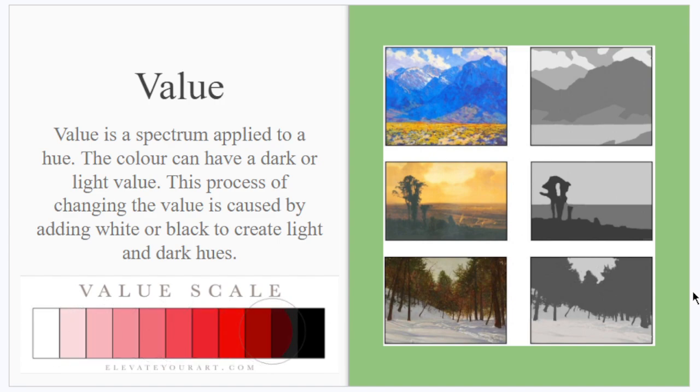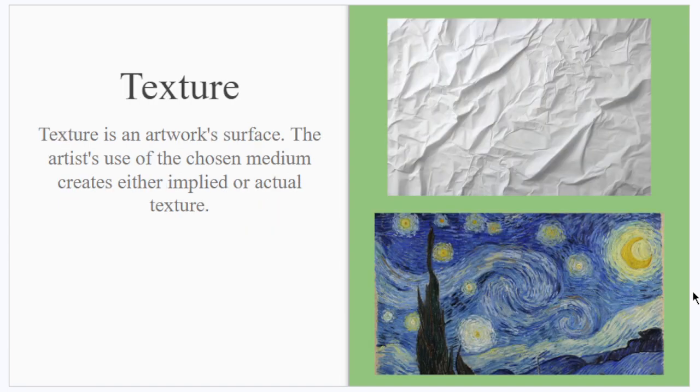And lastly, texture. Texture is an artwork's surface. The artist's chosen medium creates either implied or actual texture. If you look to the side, the top example is a crumpled piece of paper. Now, if you were to run your hands across it, you'd feel that bumpy surface. Or you run your hand across a fuzzy blanket, you can feel that texture.